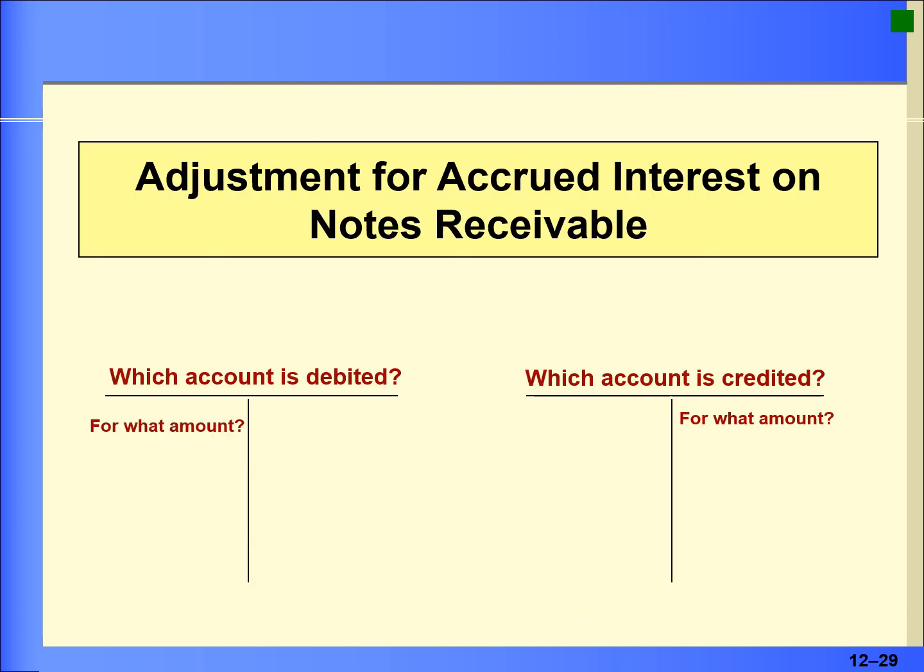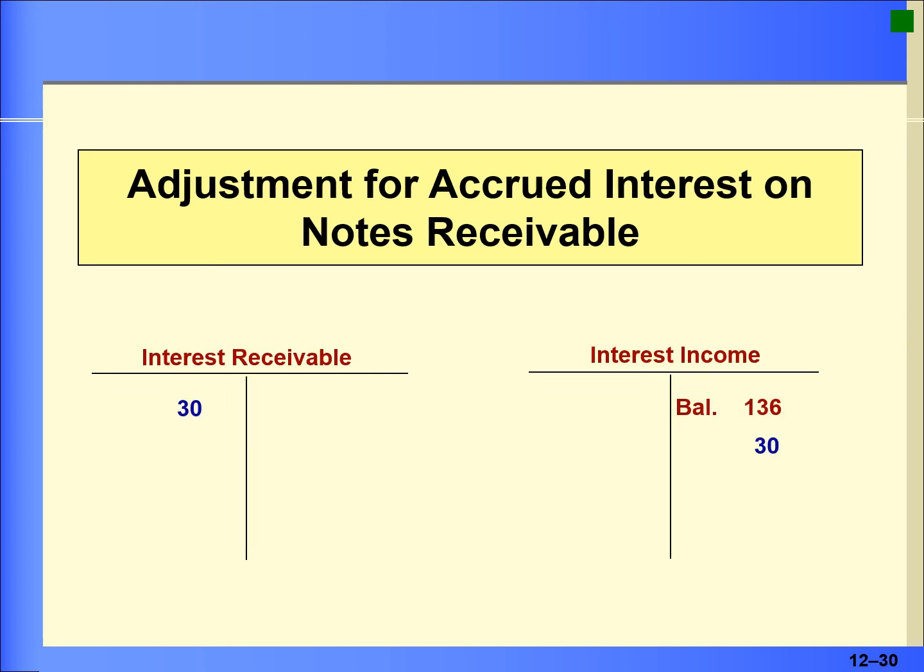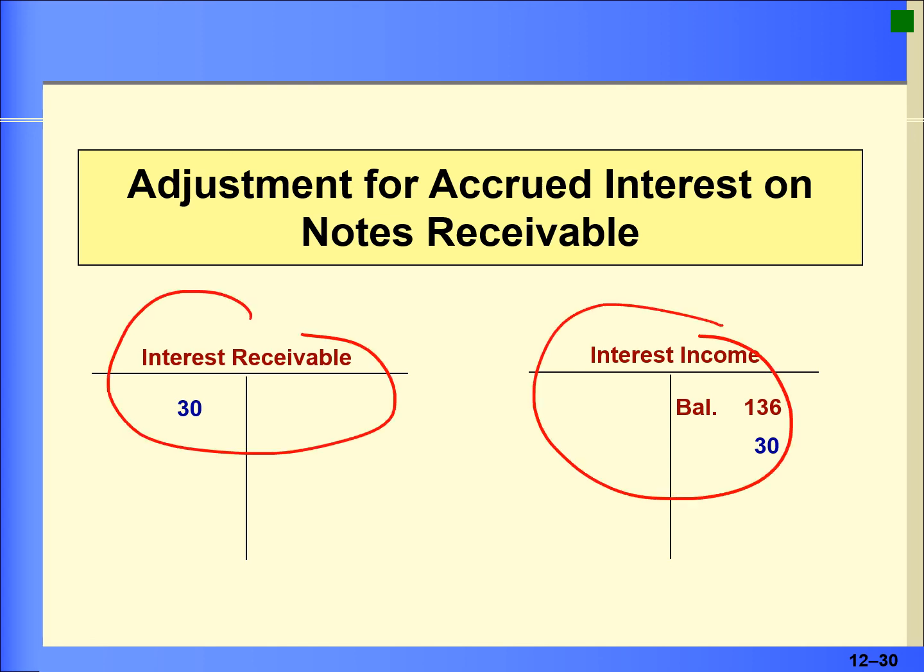I kind of gave it away, but the question is, what account are you going to debit? What account are you going to credit? Again, you're going to debit some sort of receivable, most likely interest receivable, and then you're going to have a credit to some sort of revenue account. So we'll just say interest revenue, or you could even say interest income. And then here you've got it. You've got your interest receivable, and then here's your interest income.